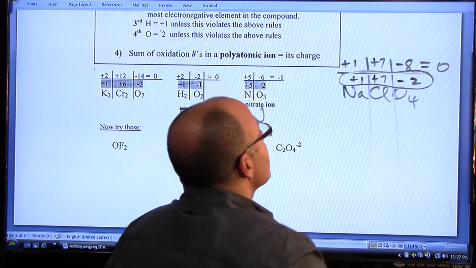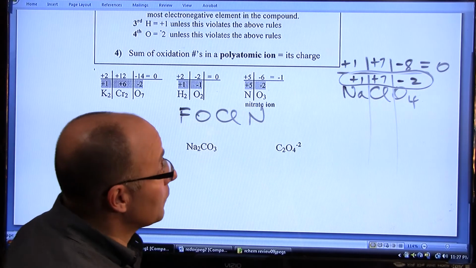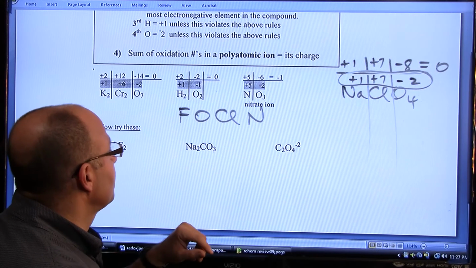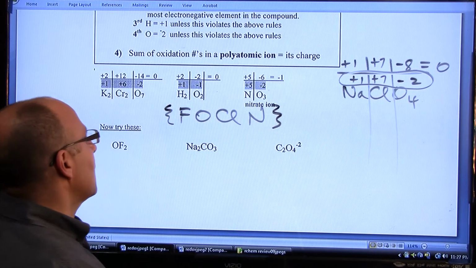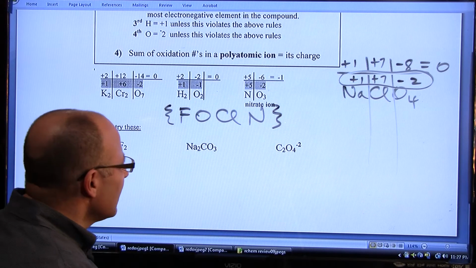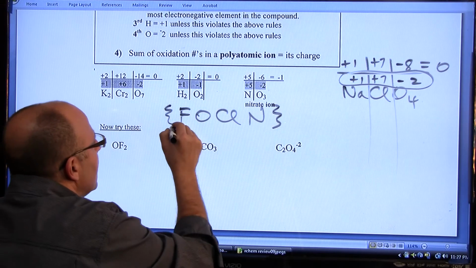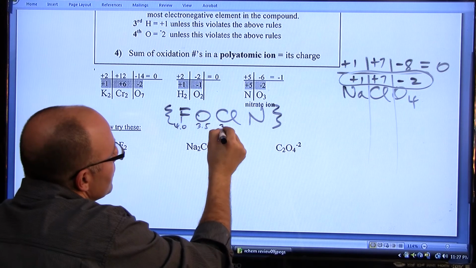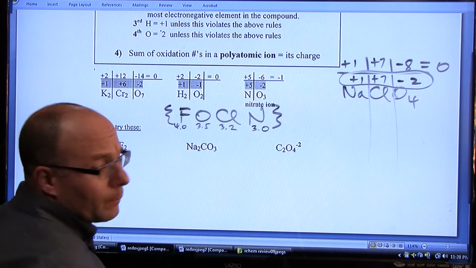So the oxidation number or state of the chlorine in this compound is plus 7, not negative 1, as in the case of NaCl. All right, put a bracket around here to remember the electronegativities. And just remember FOClN, that's good enough, all right? The fluorine is 4.0, the oxygen is 3.5, chlorine is 3.2, and the nitrogen, I believe, should be 3.0.